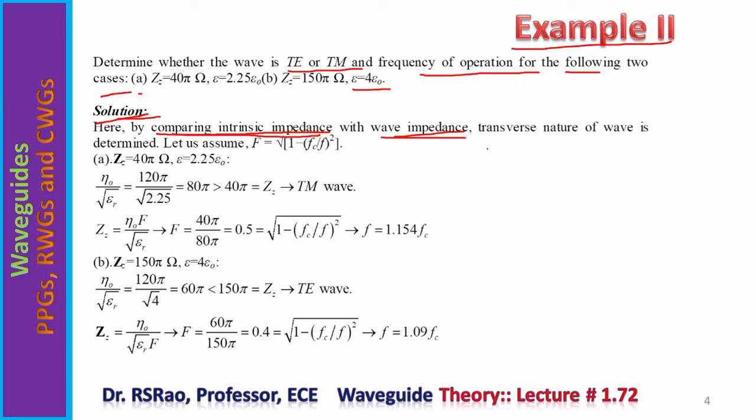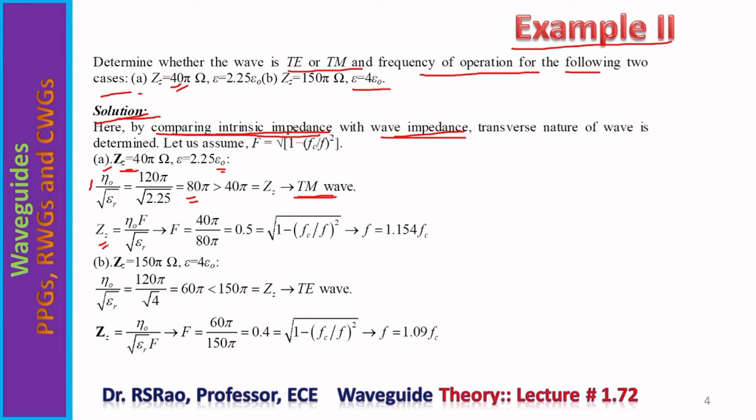Let us assume f equal to square root of 1 minus (fc by f) whole square. A, Z_z, wave impedance is 45 ohm, epsilon is 2.25 epsilon naught. Now, intrinsic impedance is eta naught, that is 120 pi by square root of epsilon r. It comes out 80 pi. And 80 pi is more than 40 pi. Therefore, it is a TM wave.